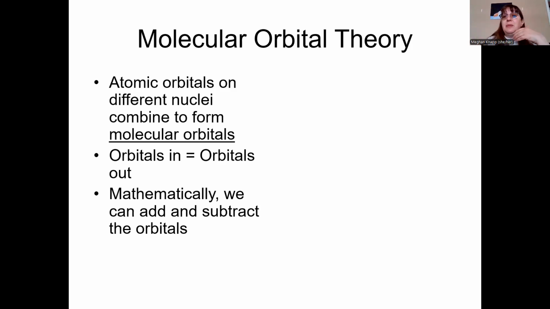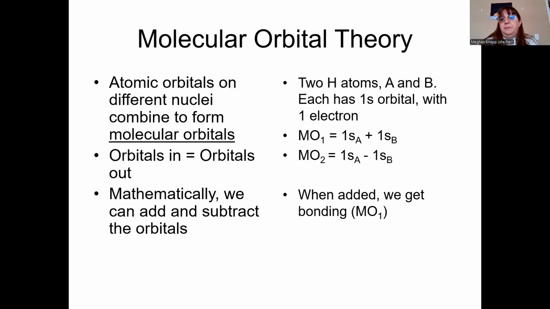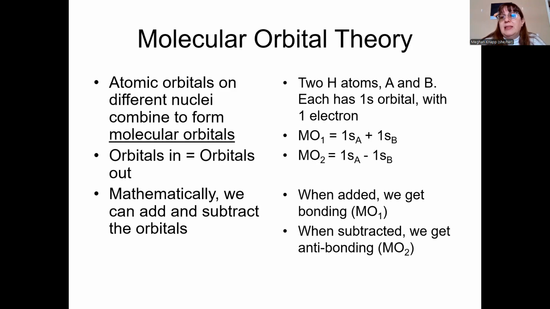Now we're just going to think about this graphically rather than mathematically. But basically what we're saying, we're just going to deal with hydrogen today. We have hydrogen A and B, each has a 1s orbital. So I can say 1sA plus 1sB, or I can say 1sA minus 1sB. When we add them together, we're going to get a bonding orbital. When we subtract them, we're going to get an anti-bonding orbital.